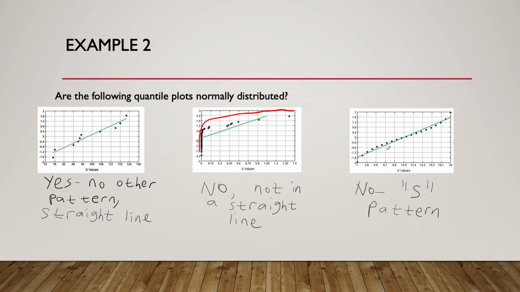This one is closer to being near that line, but notice something. This kind of has an S shape, a faint S shape, but because of it having that S shape, we can't say this is normal. So this is not a normal pattern.